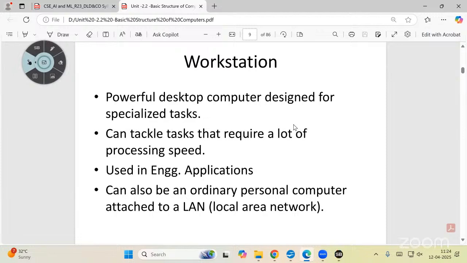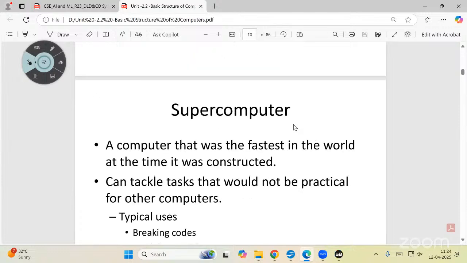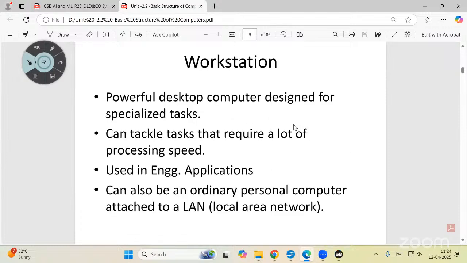1990s different types of computers. Okay, next one, supercomputer. This is workstation designed for the high-end tasks or lengthy programs.